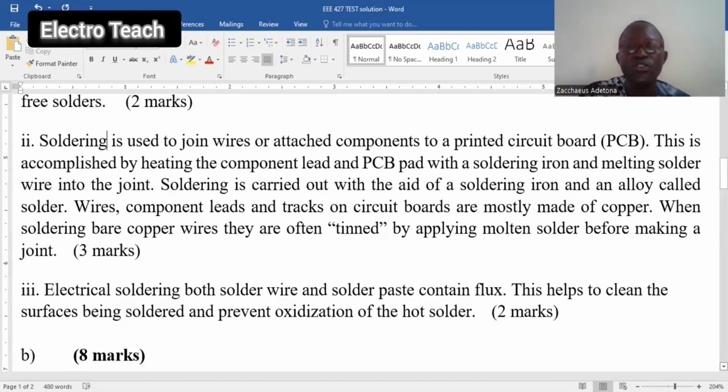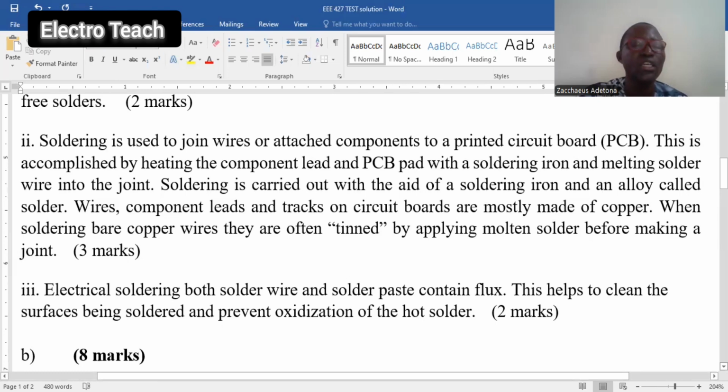Now, flux. Electrical soldering, for both solder wire and solder paste, involves flux. There is a type of chemical compound called flux that is applied to parts that will be soldered to clean the surfaces being soldered. It also prevents oxidation of the hot solder when it gets into contact with the metallic parts being soldered. So that is the use of flux.